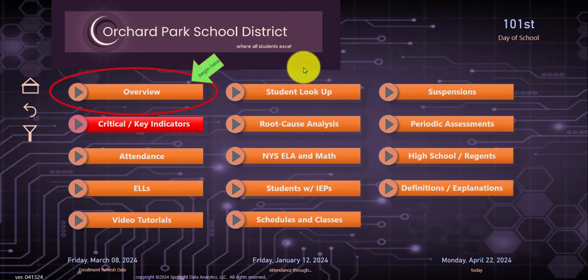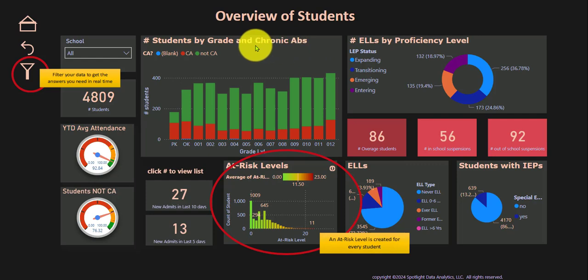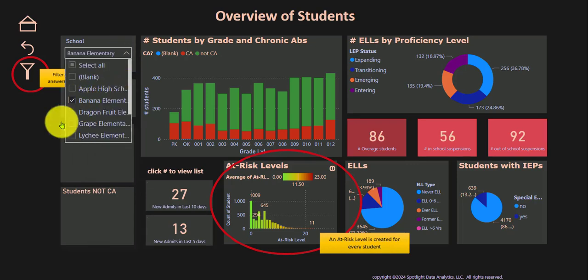So sometimes it's really important to get an overview of your students and see critical information. If you go to Overview right over here, you will see all of your critical information. You can see the total number of students suspended, in school, out of school, overage students, grade, at-risk level, students who have just entered the school, daily average attendance, students who are not chronically absent. You can also filter to one particular school if you needed to.